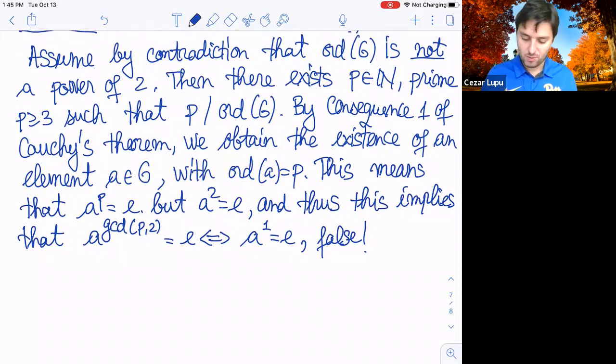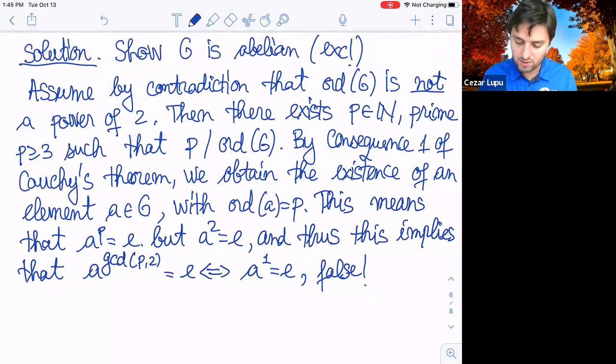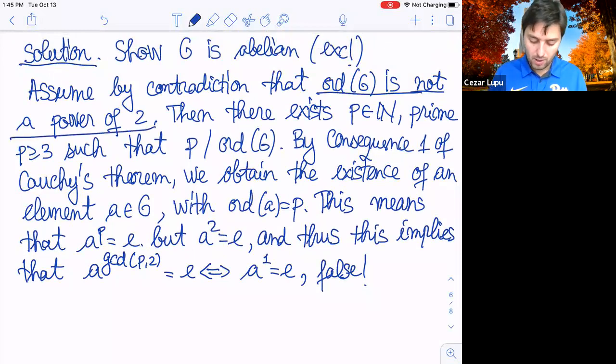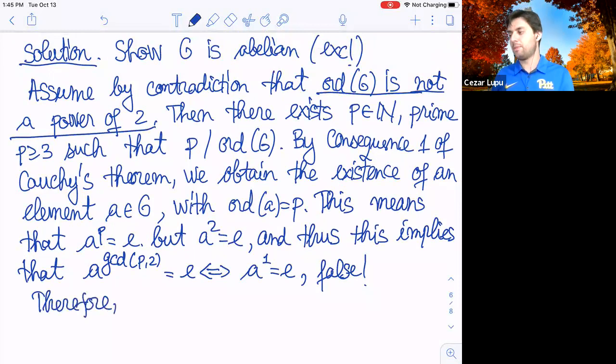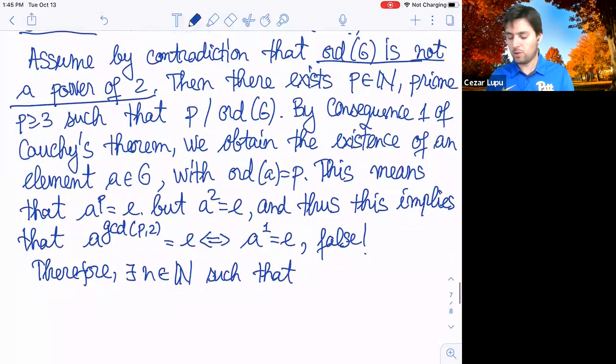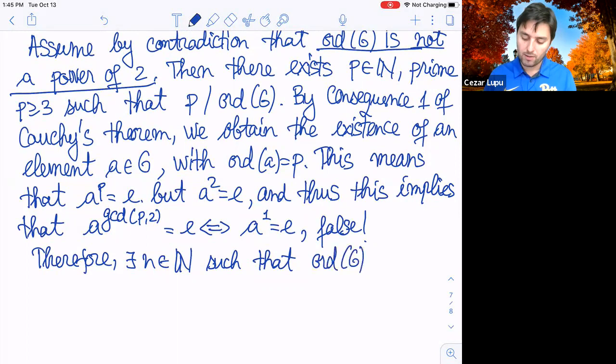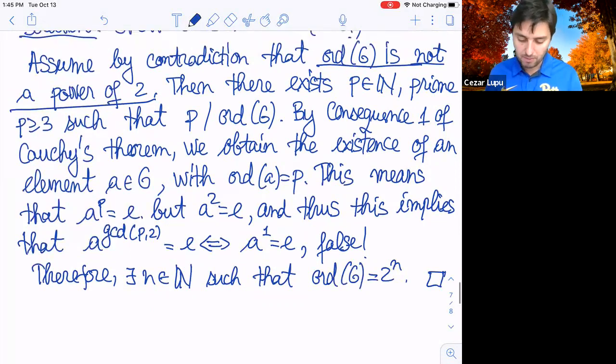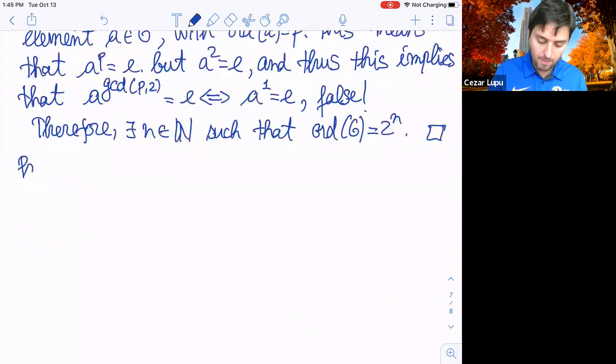So we assumed by contradiction, and the contradiction came from assuming that the order of G is not a power of 2. So this implies that there exists a positive integer n such that the order of G is just 2 to the power n. Wow, and that's it. In the remaining time, let me do another problem, a Putnam problem. So problem number 5, and then I'll stop.